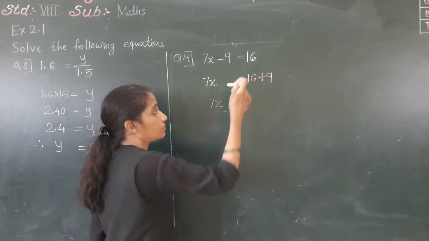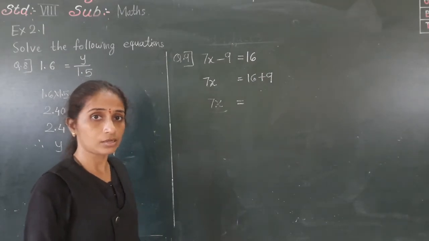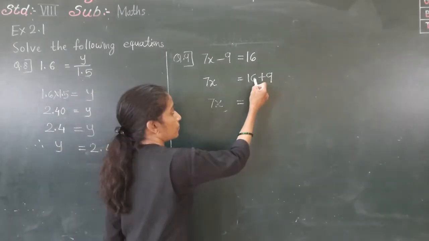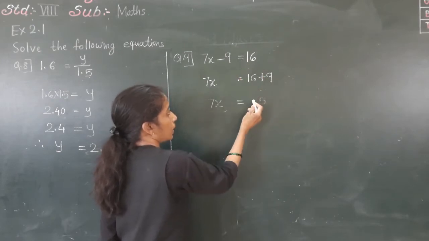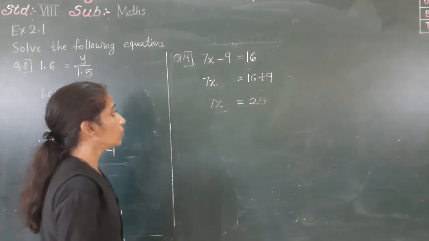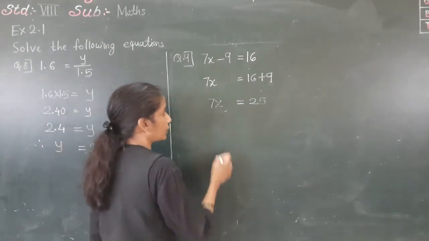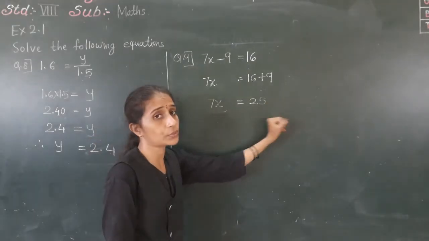equal to 16 plus 9. 16 plus 9. What is the answer? 25. See, 9 plus 6, 15. 1 is carrying. 1 plus 1, 2. So 25 is the answer. Okay. So 25 we got here. Now 7x is equal to 25.